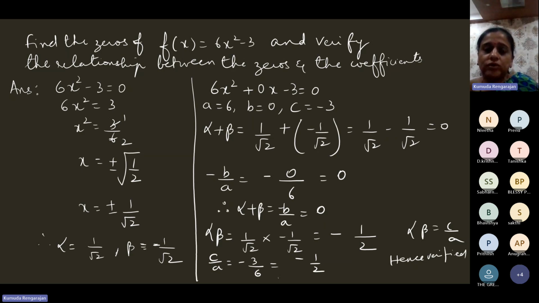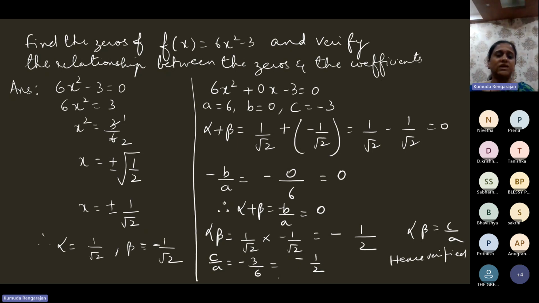You can find the values of x by splitting the middle term only when we have all the three terms. We should have the x square term, the x term, and the constant, or y square term, y term, constant, whatever is the variable. You must have all the three terms. Only then you can find the zeros by splitting the middle term. If you have only two terms, you cannot split the middle term.